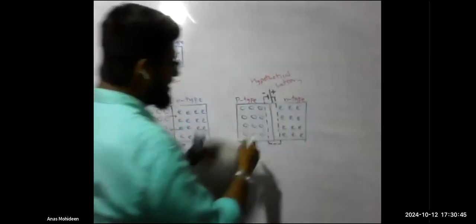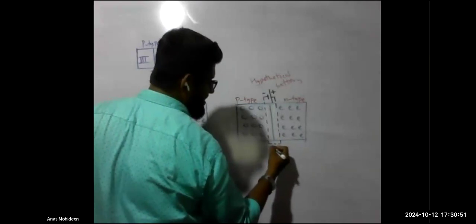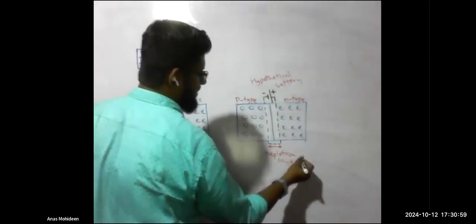And moreover, what happened? They were distracted because of positive to positive, negative to negative, right? So this layer becomes a distracted layer. And this layer, we name it as depletion region or depletion layer. What is the layer? Depletion region or depletion layer.